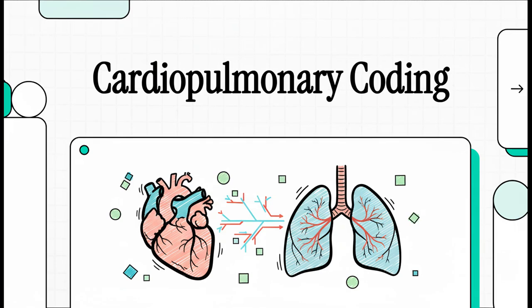You ever wonder how a doctor's incredibly complex, life-saving surgery gets translated into a simple string of numbers? Well, it's not magic. It's actually a hidden language, a really detailed blueprint that maps the human body. And today, we're going to decode that blueprint for two of our most vital systems, the heart and the lungs.